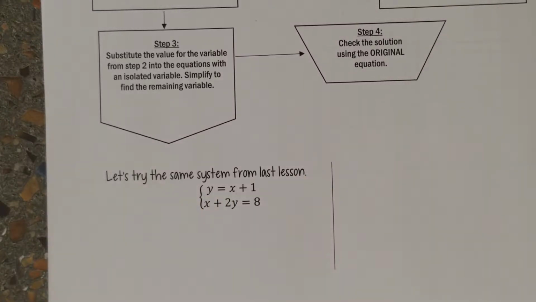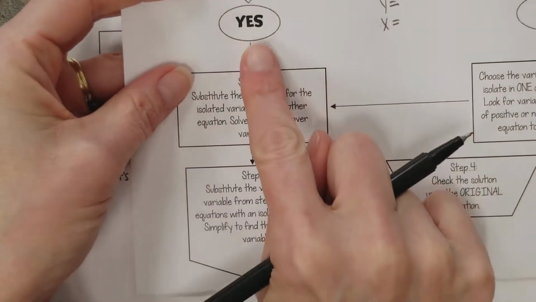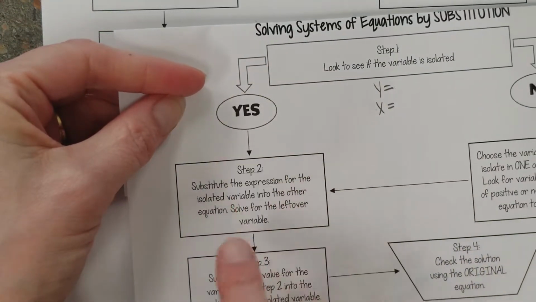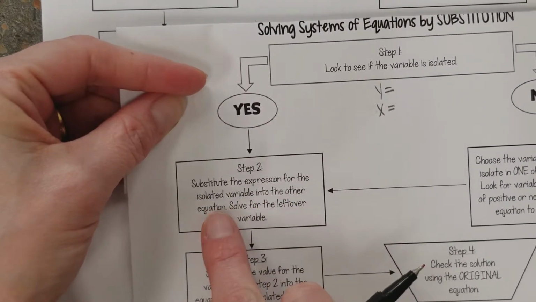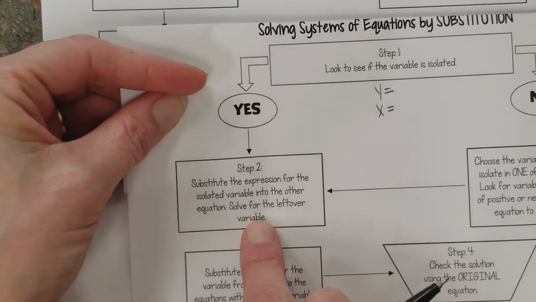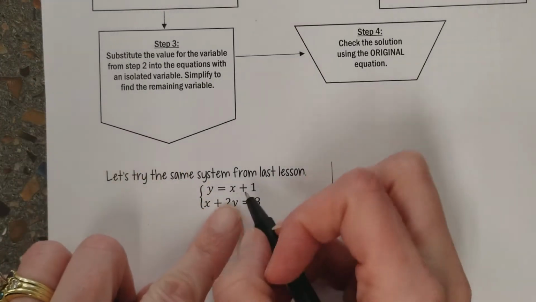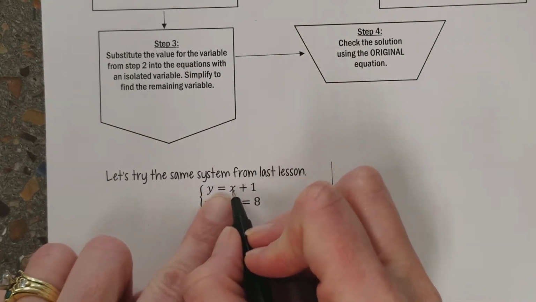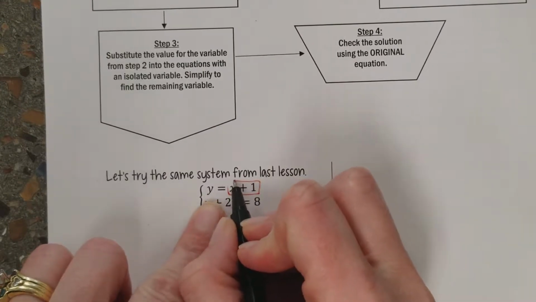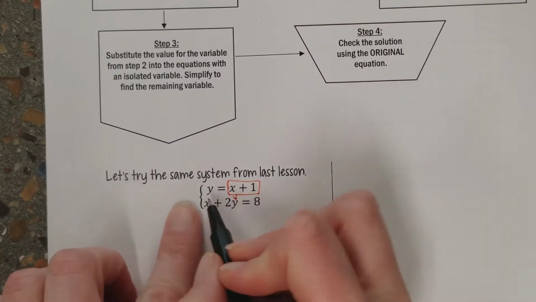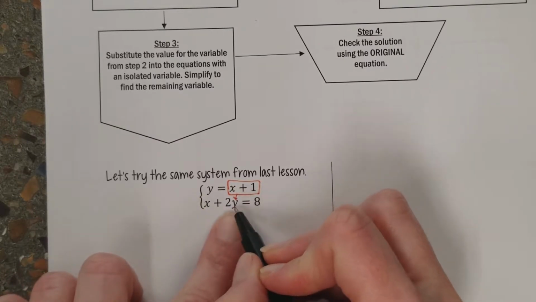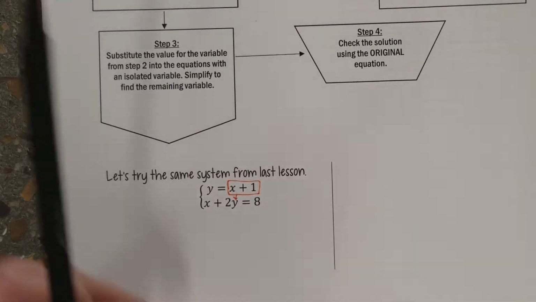So what we want to do, now I'm going to use some colored pencils or pens here just so that it's a little bit easier. So we go over here to yes, and yes says, step 2, substitute the expression for the isolated variable into the other equation, and then solve for the leftover variable. Okay, so what that means is take what the isolated variable equals, in this case it's x plus 1, and we're going to substitute it into this other equation for y. Because y equals this, then we can substitute them, okay, since y equals it.